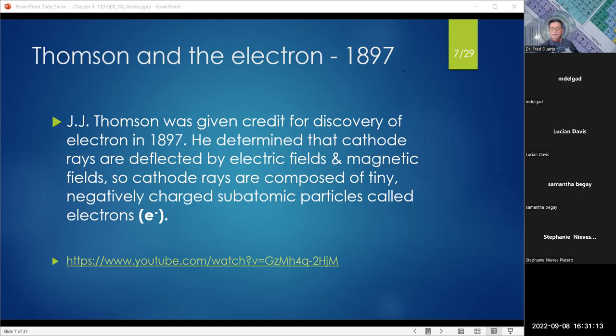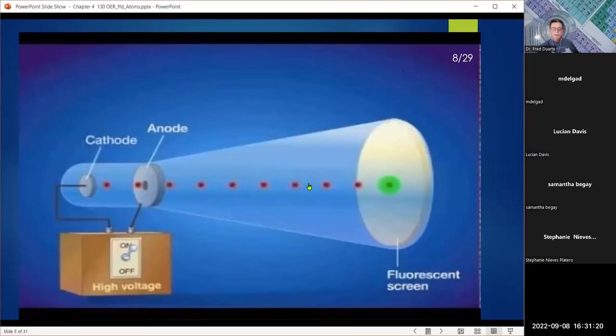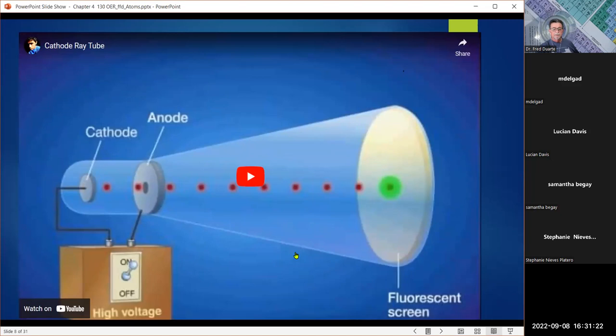I got it set up for sharing the sound. So if you don't hear it, tell me if you don't hear the sound. And I think all of you should be able to hear it.